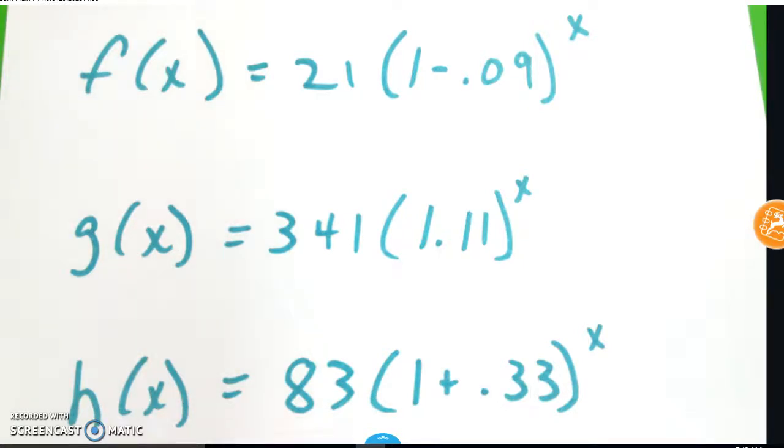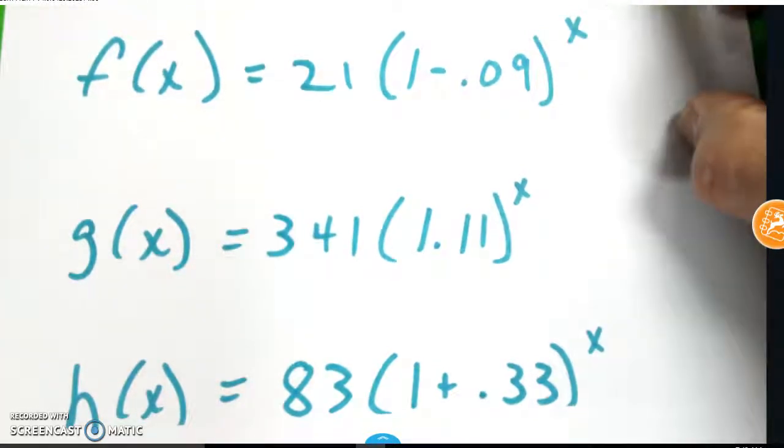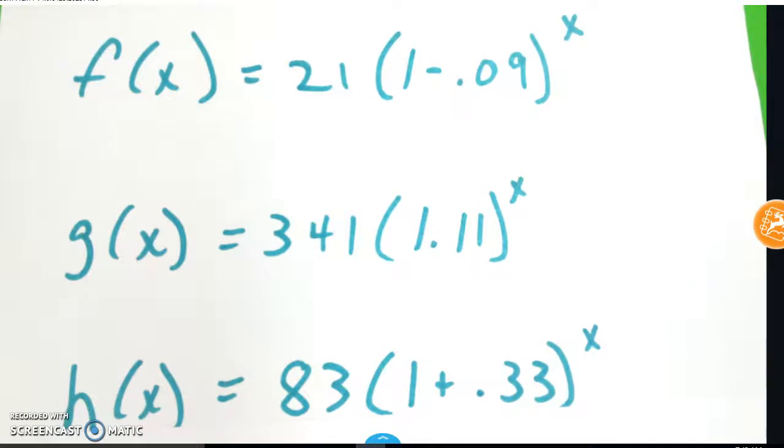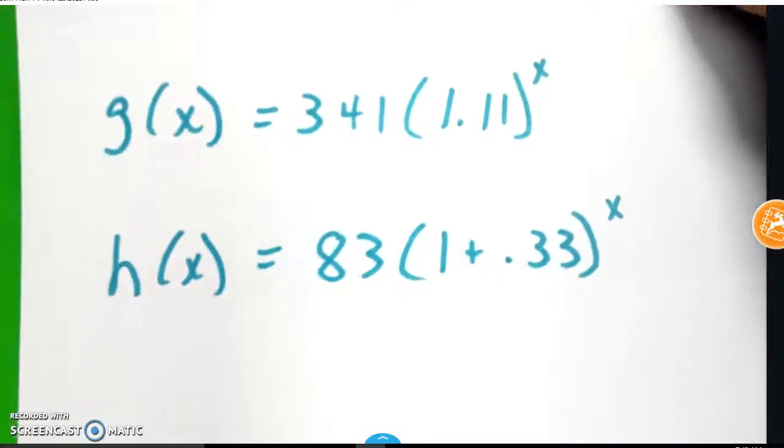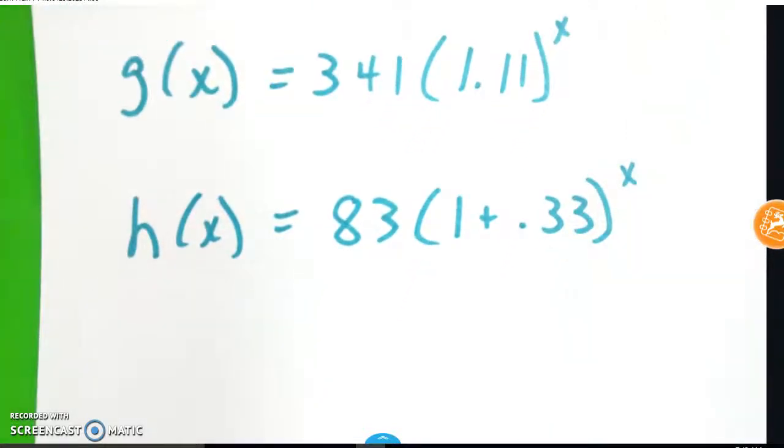Next, we have h of x. Now, is this exponential growth? Or is it exponential decay? And how much did you start with? What's your initial value? So your initial value is the 83. Now this growth factor is 1 plus 0.33. So this is exponential growth. Now bonus question, what's the growth rate? The growth rate is that 0.33 or 33%. So if your money is growing at 33% a year, you're doing pretty well financially.